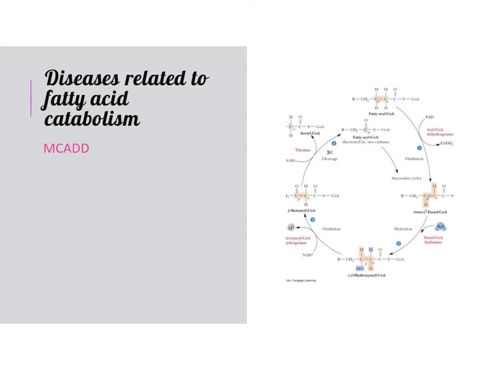Okay, so here's the outline. We're going to do MCAD first, and then we're going to do the fatty acid nuances, and then we'll do X-linked, or sometimes it's called ALD, and then we'll end with ketoacidosis. Okay, so we're going to start with MCAD first because it kind of gives a review of beta-oxidation from last time. So over here is the pathway for beta-oxidation.